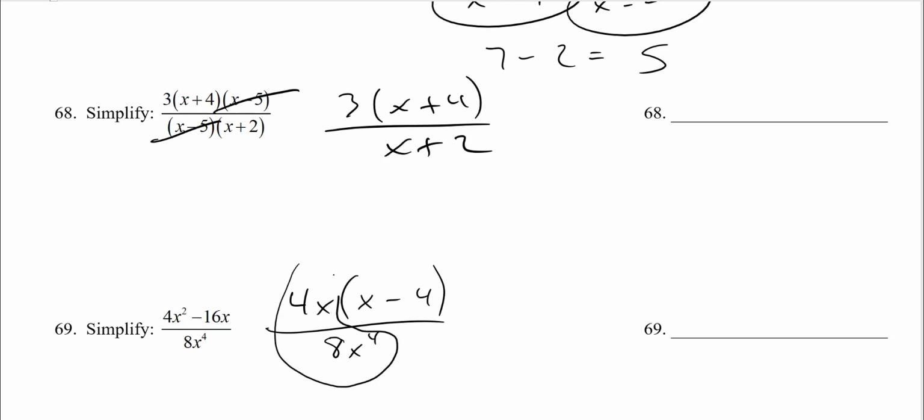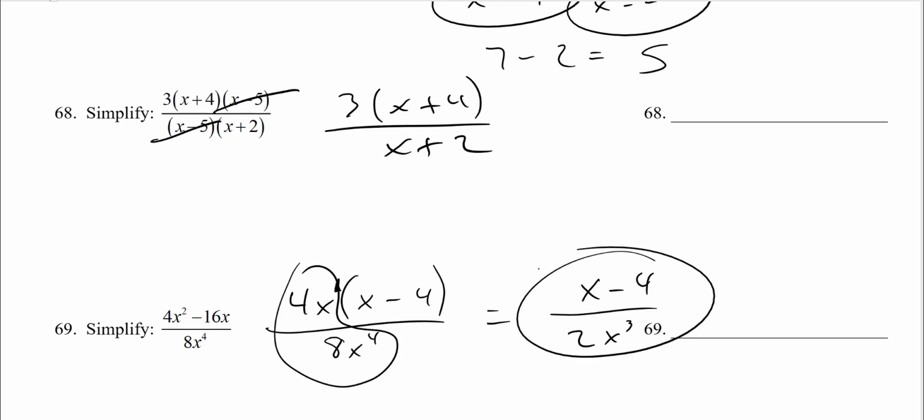So basically I simplify this now. You guys agree that the 4 and the x cancel, so I get just x minus 4 on top. And on the bottom the 4s cancel, and the bottom wins by 3. So that's your answer, x minus 4 over 2x cubed.